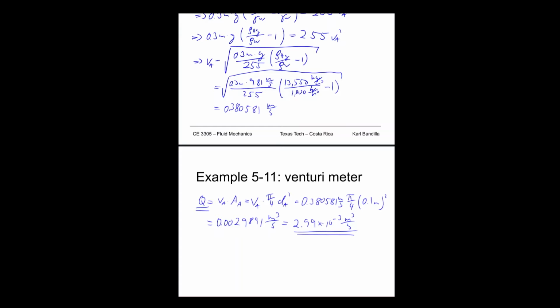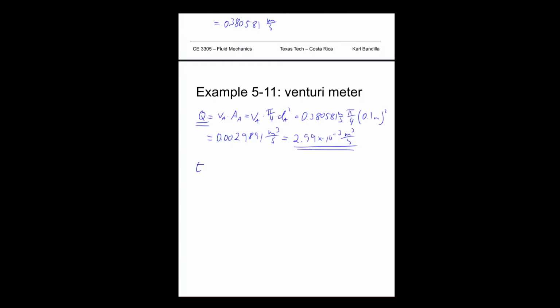That was one of the things that we got asked. The other one was to find the energy grade line and the hydraulic grade line. So start with the energy grade line, EGL. What do we have? Well, we have no pumps, no turbines, no frictional losses. That means EGL is a horizontal line. Excellent. That makes it nice and easy. We just have to calculate one spot, and that will give us our value.